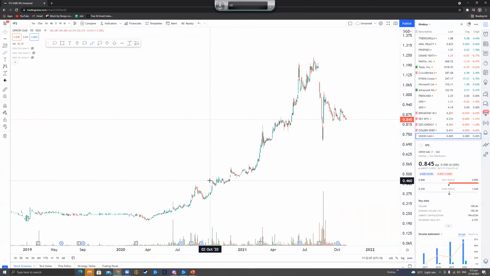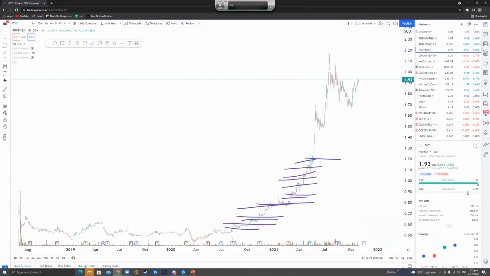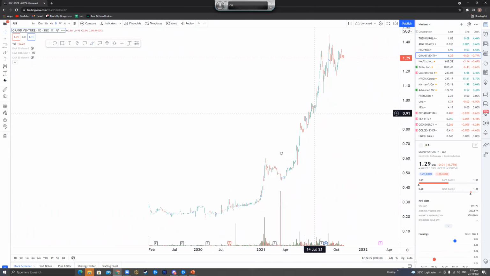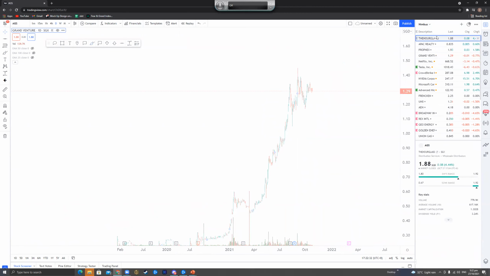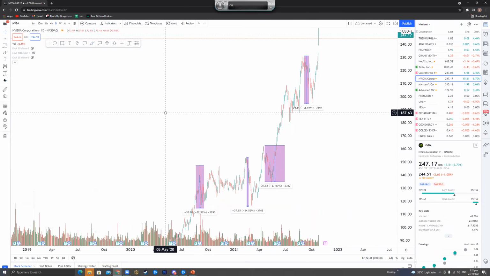And it totally removes the need for you to time your profit and even time your entry. You don't even need to time your entry. You can just enter anywhere along the way and you'll be fine. If we look at counters such as Propnex, look at the trend. Very nice. If we look at Grand Venture, look at the trend. Extremely nice. If we look at Hourglass, it's a perfect setup for trading. Look at NVIDIA.